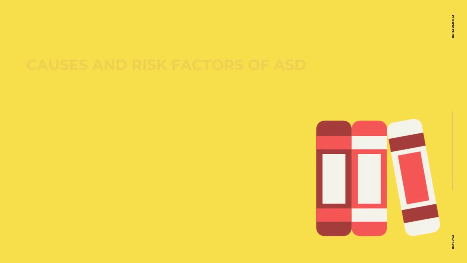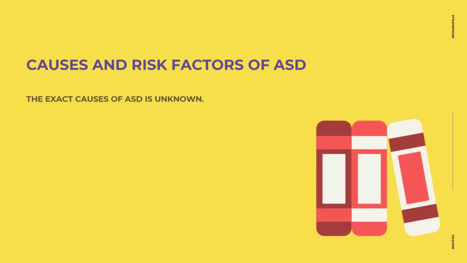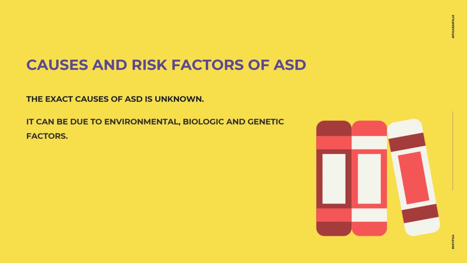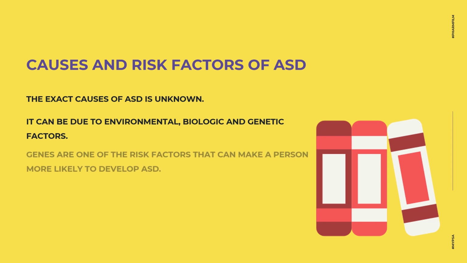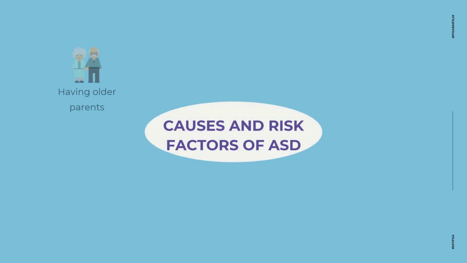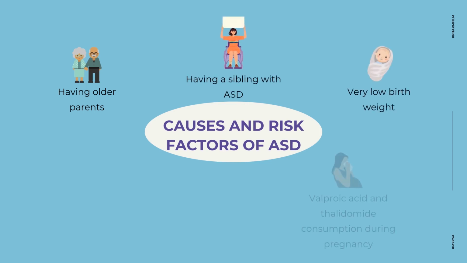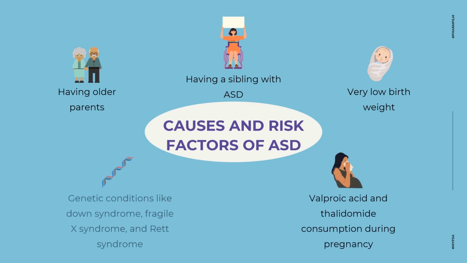The exact cause of ASD is unknown. However, ASD can be due to environmental, biologic, and genetic factors. Genetic factors are one of the risk factors that can make a person more likely to develop ASD. The most common causes and risk factors of ASD include having older parents, having a sibling with ASD, very low birth weight, valproic acid and thalidomide consumption during pregnancy, and genetic conditions like Down syndrome, Fragile X syndrome, and Rett syndrome.